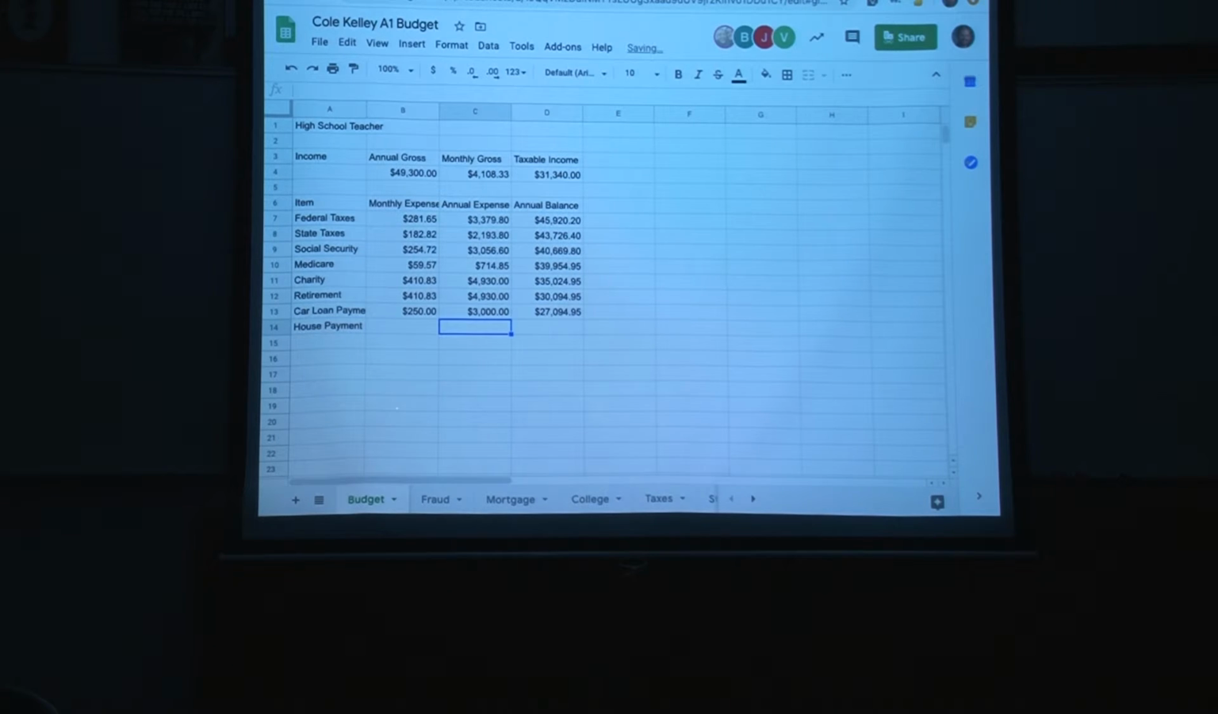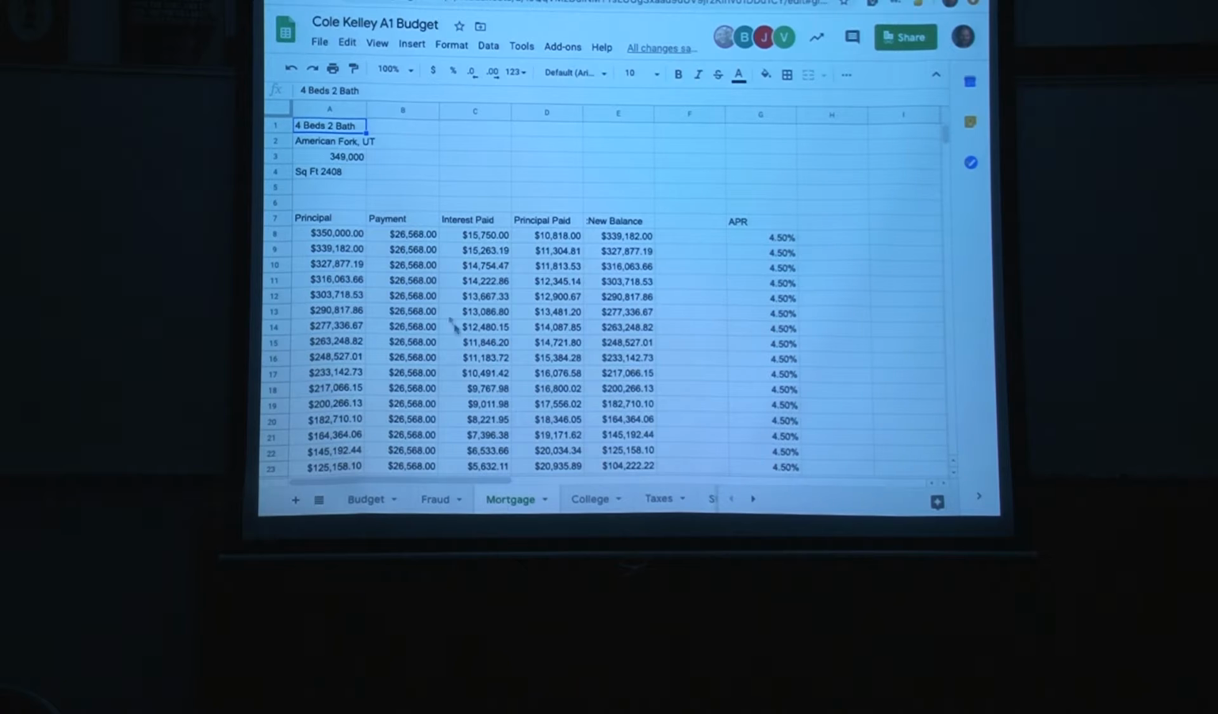All right, now, remember I had you do a house activity, right? So if you go to, let's see, one of my tabs down here, there it is, my mortgage right here. Okay, this is a house that I went and I found. This is a house that I want to buy right here, right? And so here's my payment on it.